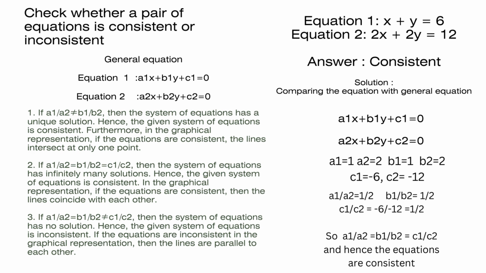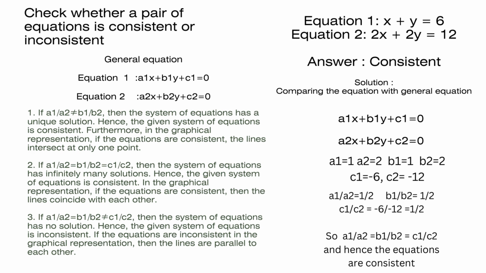2. If a1 divided by a2 equals b1 divided by b2 equals c1 divided by c2, then the system of equations has infinitely many solutions. Hence, the given system of equations is consistent. In the graphical representation, if the equations are consistent, then the lines coincide with each other. 3. If a1 divided by a2 equals b1 divided by b2 not equal to c1 divided by c2, then the system of equations has no solution. Hence, the given system of equations is inconsistent. If the equations are inconsistent in the graphical representation, then the lines are parallel to each other.